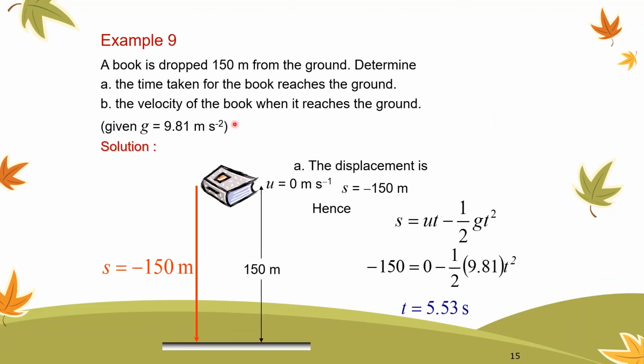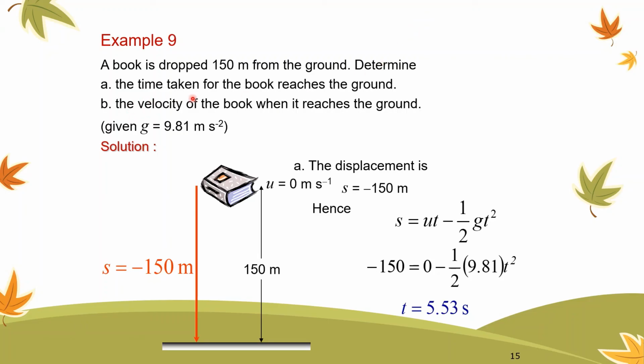Let's solve this problem. A book is dropped 150 meters from the ground. So here you are given the displacement from the ground. But remember that the book is dropped. So here is the initial level. From here to the ground means that the book will move downward, below the initial level. Therefore, for your displacement, we should put a negative sign.